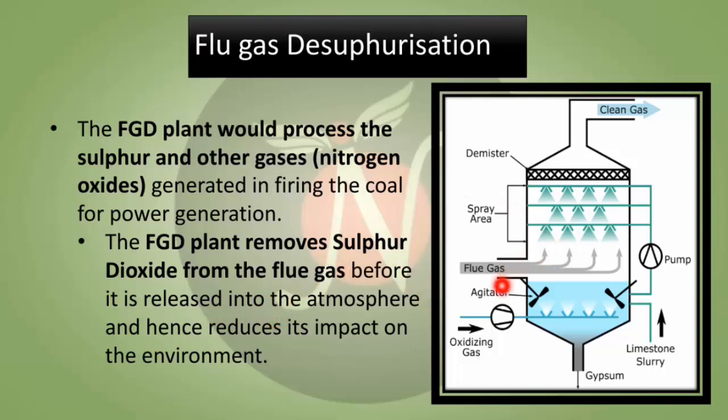Here I have given you an illustration. This was the flue gas and this was the spray area. There the clean gas is released into the atmosphere and gypsum is collected. Gypsum can be used in the cement industry as well.